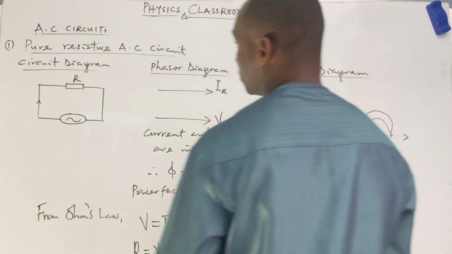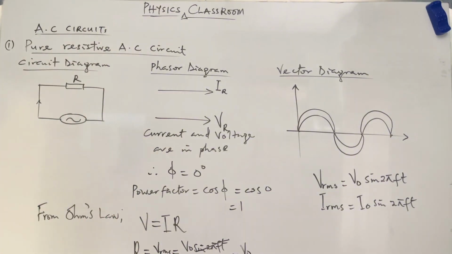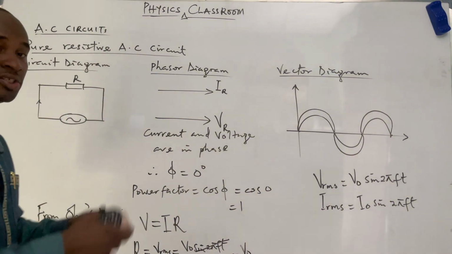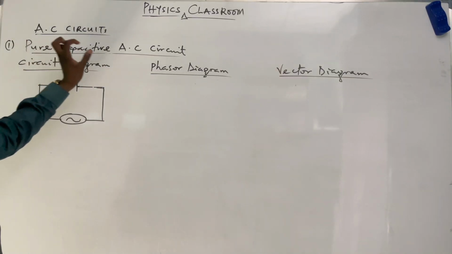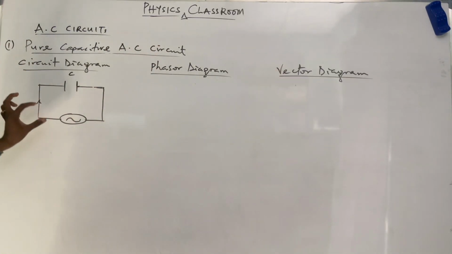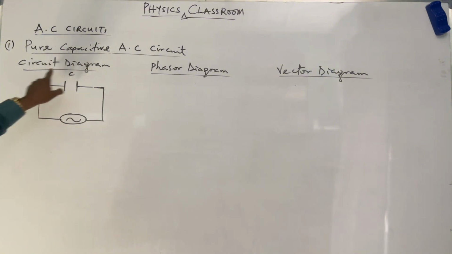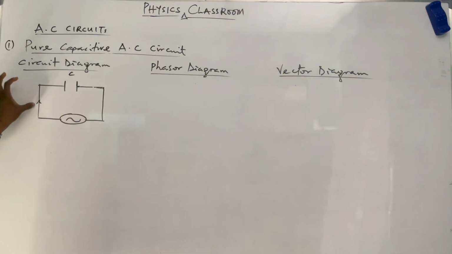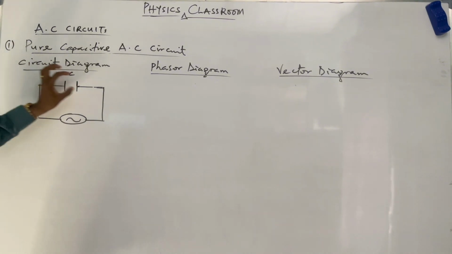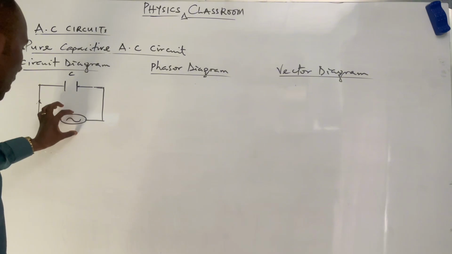Then we can move to the second circuit, which is the pure capacitive AC circuit. So considering pure capacitive AC circuit, you know, current will flow through a circuit. Normally, this arrowhead is representing the current that will flow through the circuit. Here we have the capacitor and we have the alternator.